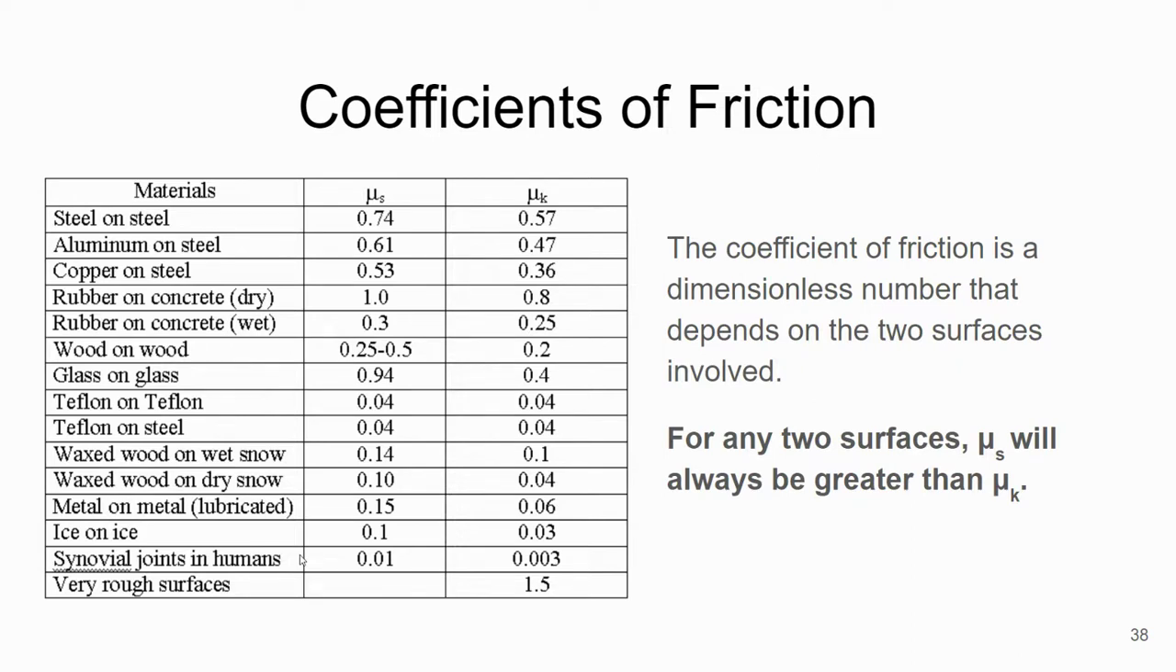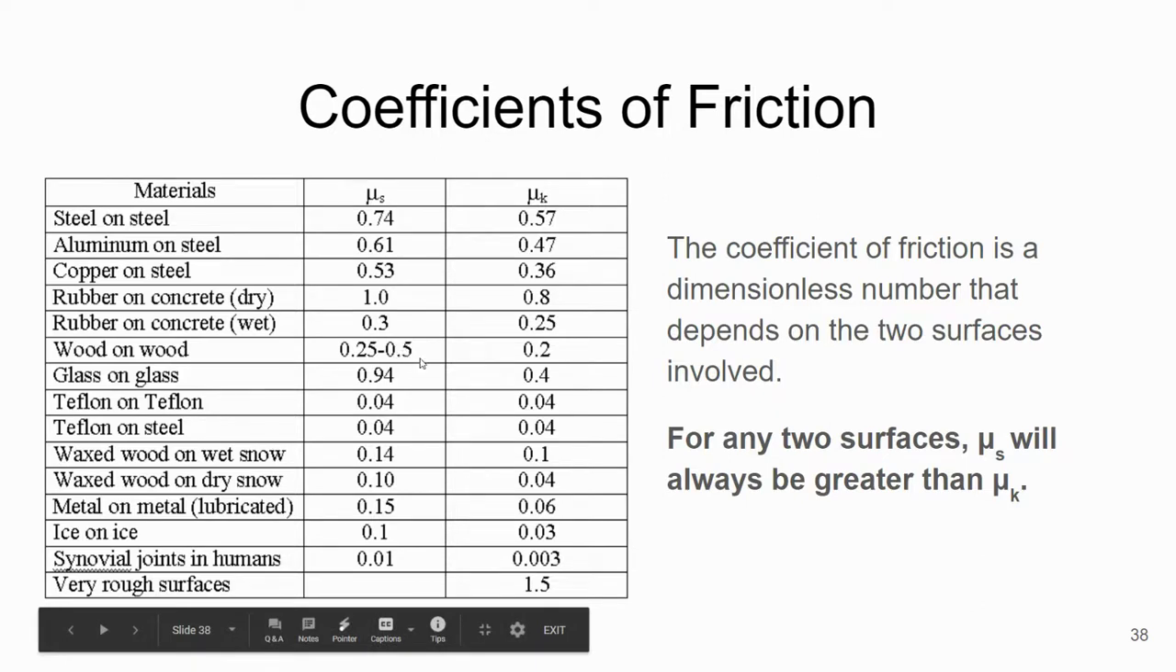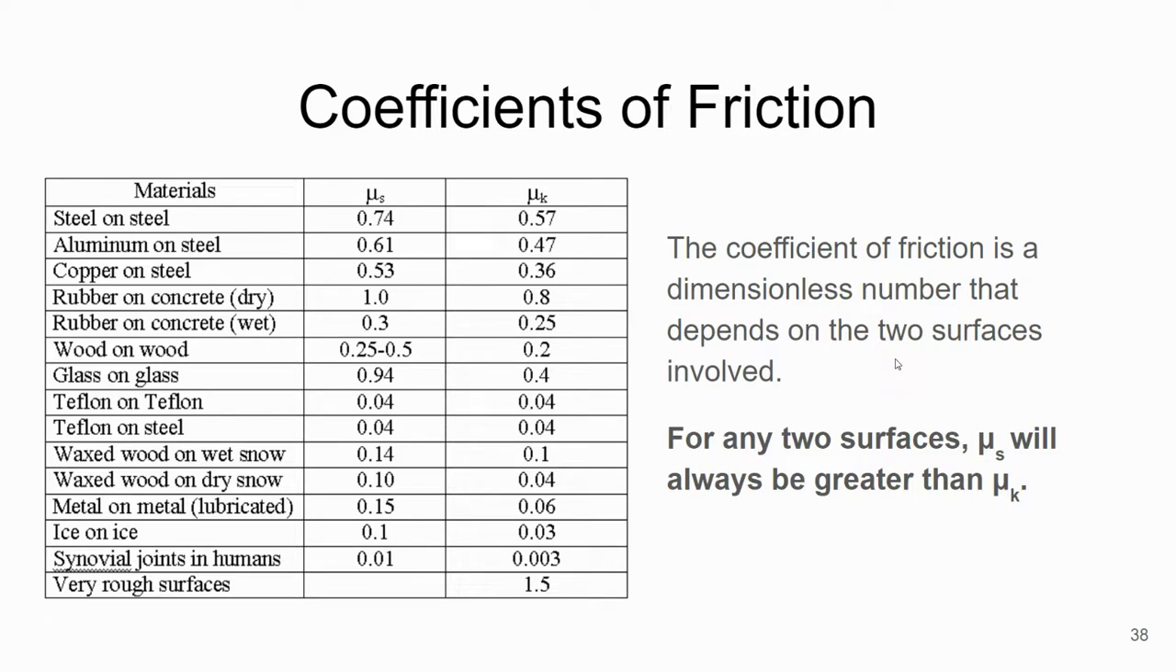And then you see in bold too that for any two surfaces, mu sub s will always be greater than mu sub k. Well, on this table, sometimes it's the same number. If you went out more decimal places, you would find that mu sub s is a little bit bigger than mu sub k. It always takes a little bit more force to break static friction than you experience when you're dealing with kinetic friction.